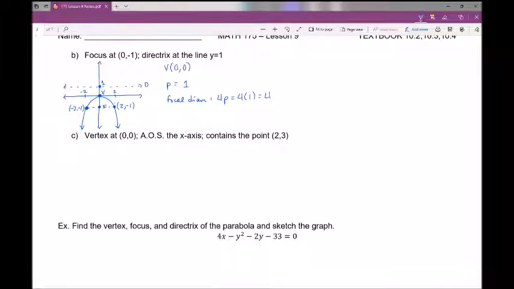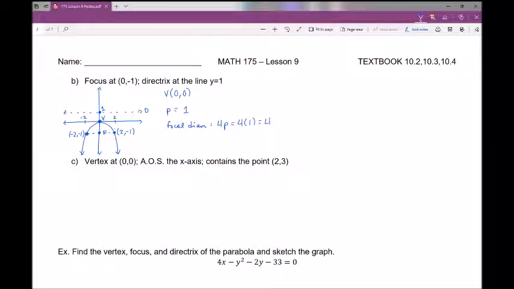For the equation for this one, let's work with our standard form again. We have x squared is equal to 4py, because we're dealing with an up and down parabola. We know that p is 1, so we can say x squared is equal to 4 times 1 times y, but we know this is going to open down, so we need to include a negative sign. So the equation of our parabola is x squared is equal to -4 times y.